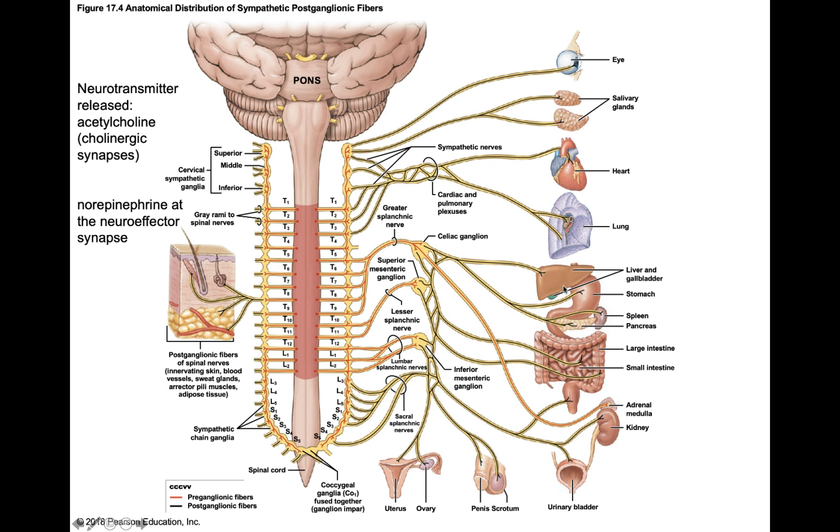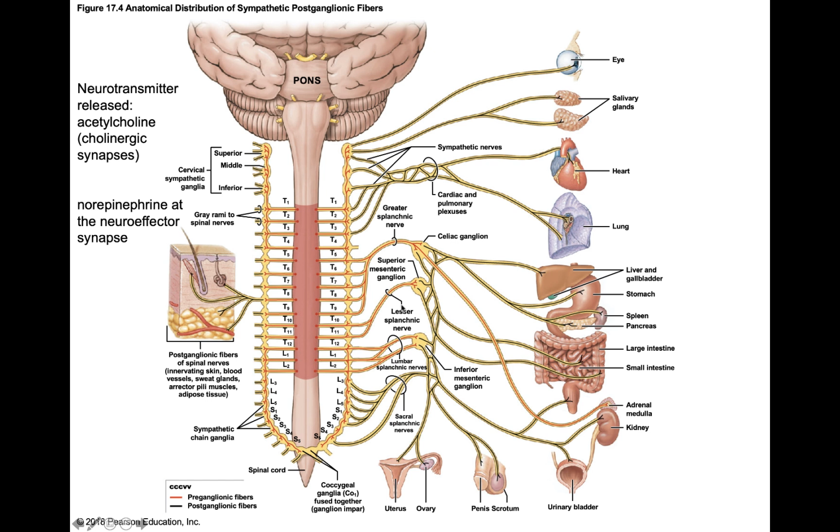So the action potential is going to go down the postganglion neuron, and it's going to release another neurotransmitter at the target organ. And the target organ can be the eye, the salivary glands, the heart, the lung, any of these. And the neurotransmitter that's being released there is called norepinephrine. So acetylcholine and norepinephrine. Because it's acetylcholine, it's known as cholinergic. So that's happening for these.